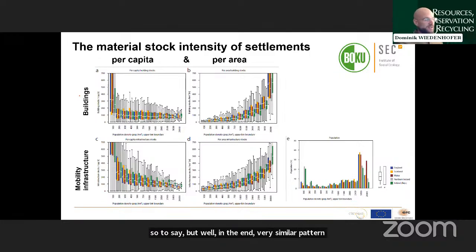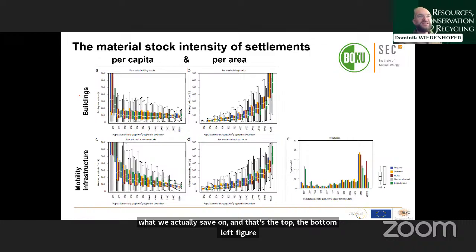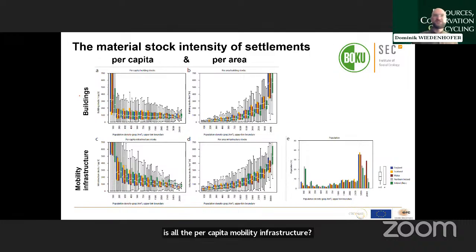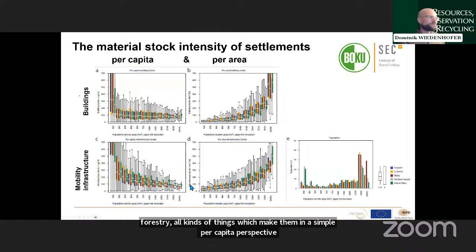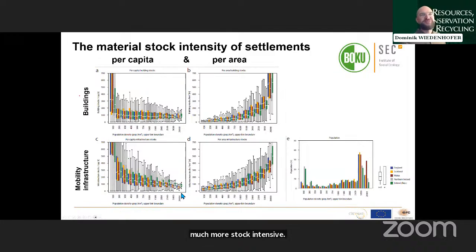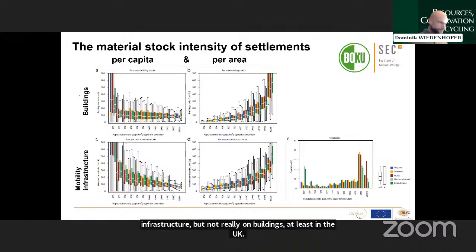But what we actually save on, and that's the bottom left figure, is all the per capita mobility infrastructure. And that intuitively also makes sense. In a city, you need much fewer roads and much fewer sidewalks and all kinds of other stocks in your mobility infrastructure to give people access to mobility services, basically. Whereas in the countryside, we have many more roads, just connecting areas, roads used for agriculture, for forestry, all kinds of things which make them, from a simple per capita perspective, much more stock intensive. So denser living basically helps you to save on infrastructure, but not really on buildings, at least in the UK and Ireland. And I found this quite interesting.